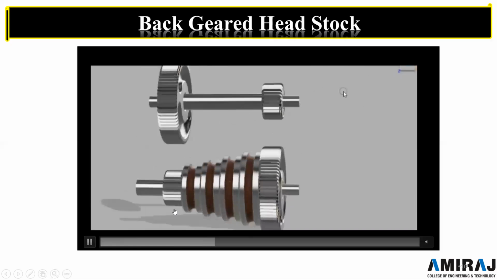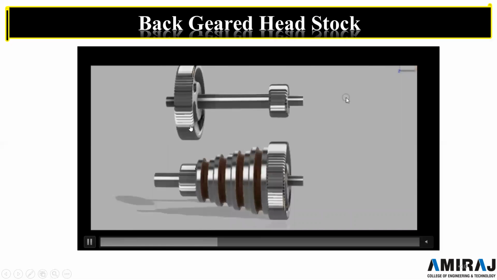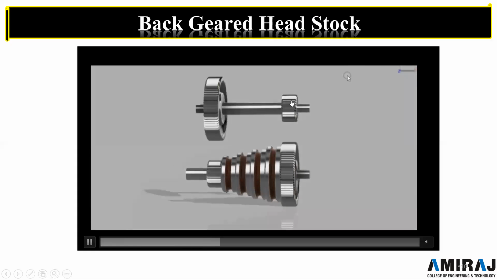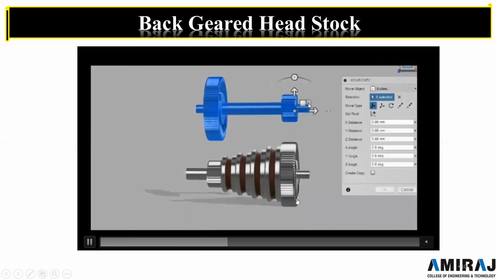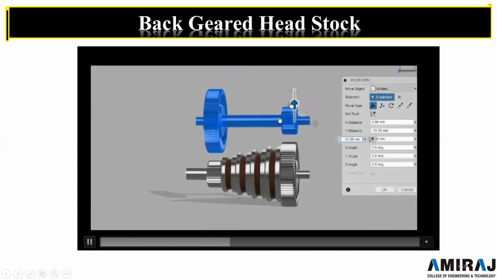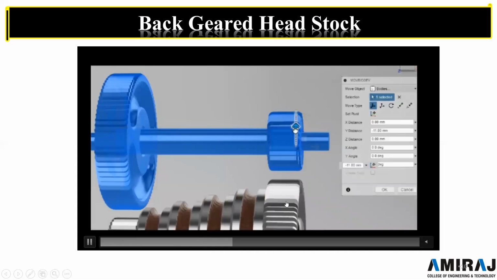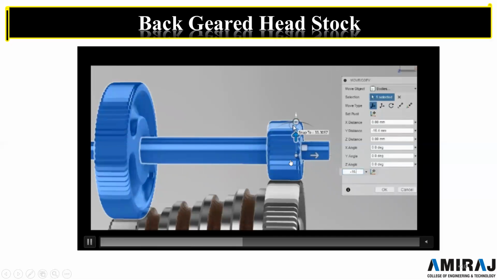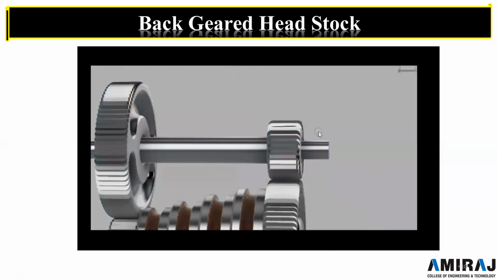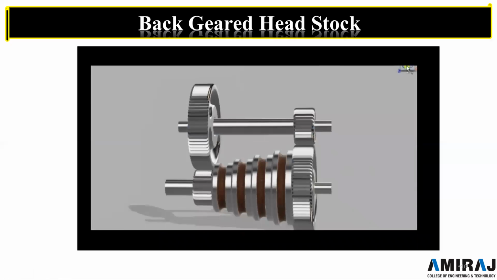This will also be in the anti-clockwise direction and this will also be anti-clockwise, but here it will be rotating in the anti-clockwise direction with the speed reduced. Okay, this is the assembly of the back gear headstock in the design part, how it is assembled.